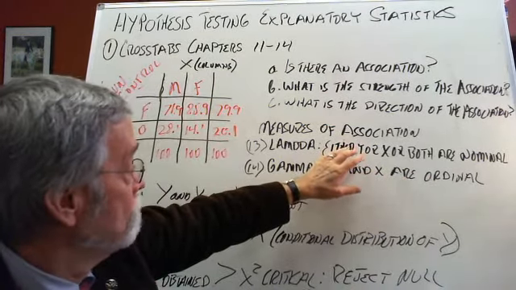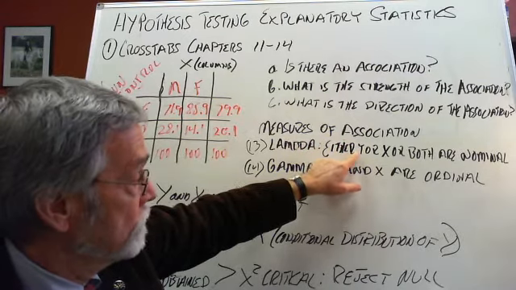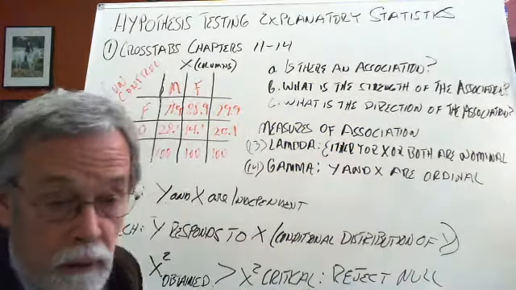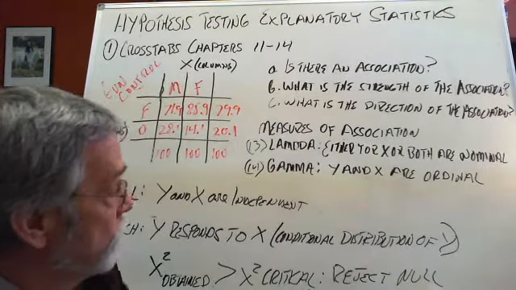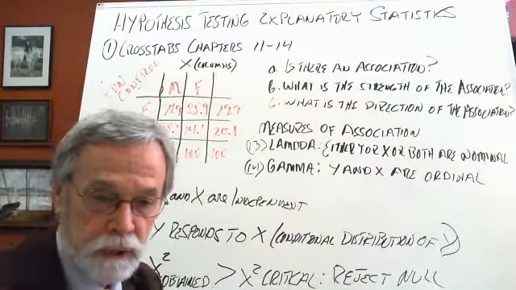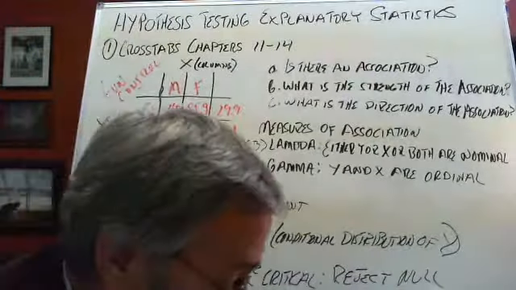Now it could be in this case the lambda, where either y or x is ordinal, or both are nominal. In other words, one nominal, one ordinal, or both nominal. And you'll see the logic of that here in a few minutes.